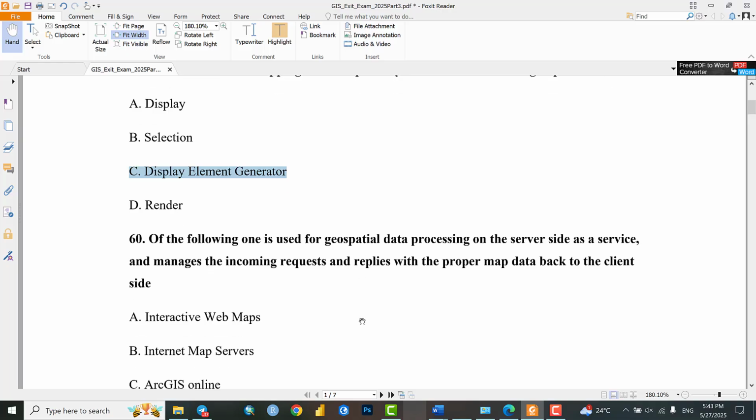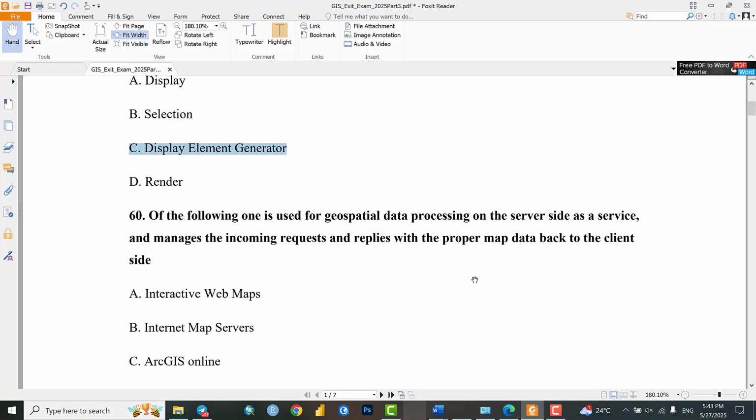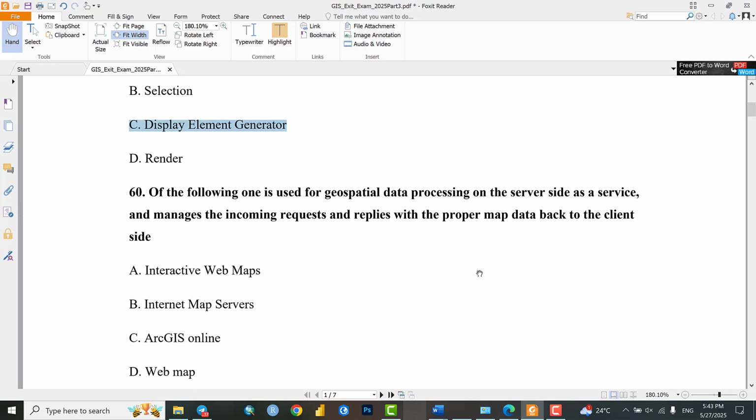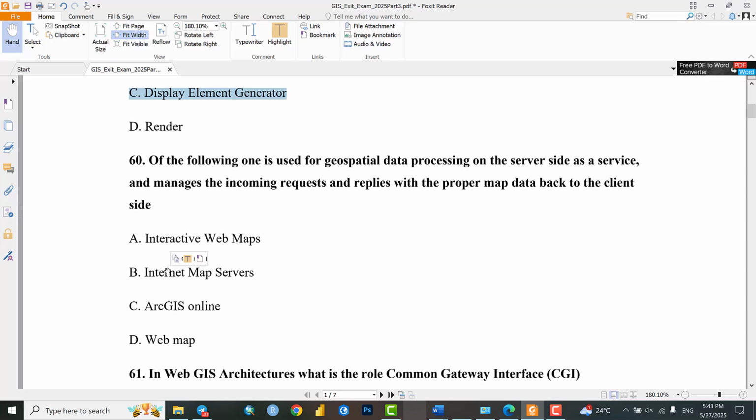60. Of the following, one is used for geospatial data processing on the server side as a service, and manages the incoming requests and sends back the proper map data to the client side. Interactive web maps, the Internet Map Service, ArcGIS Online, web mapping. So this is an Internet Map Service, or IMS. Great.